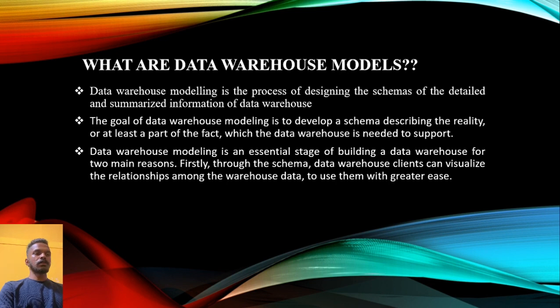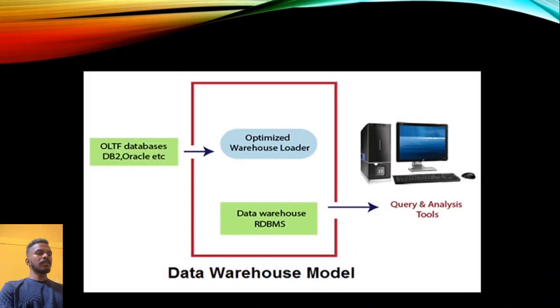Data warehouse modeling is an essential stage of building a data warehouse for two main reasons. Firstly, through the schema, data warehouse clients can visualize the relationships among the data warehouse to use them with greater ease. So this is the example for a data warehouse model. These are the databases in which the data warehouse is created, and this data warehouse, which is an RDBMS, is accessed through the query and analysis tools through the computer.